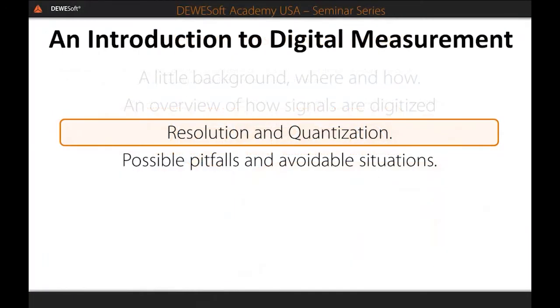Okay, the next section will look at the process of digitizing your signals, the resolution and the implications associated with the conversion.